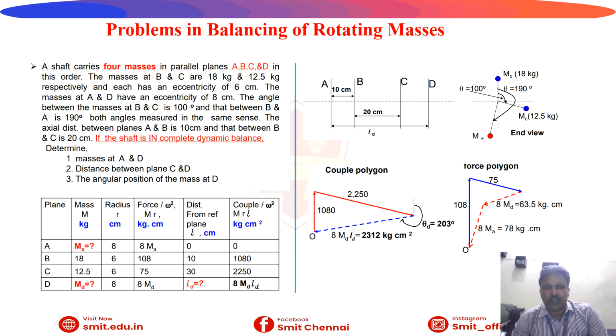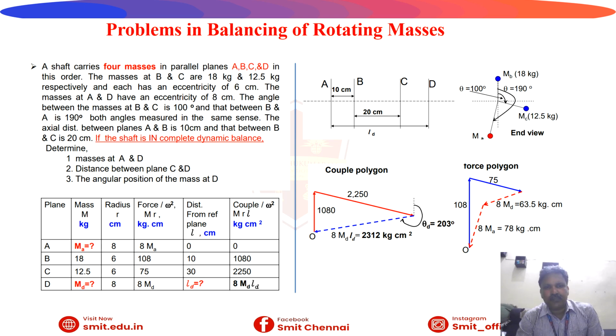Here we can see one sketch over here. The various masses are placed A, B, C and D. Here we can easily notice the distance is clearly given. A and B is 10 centimeter, so that we can mark it in the sketch, 10 centimeter.